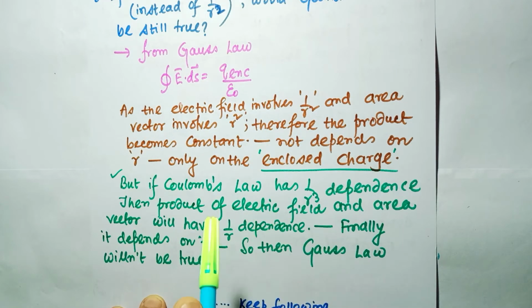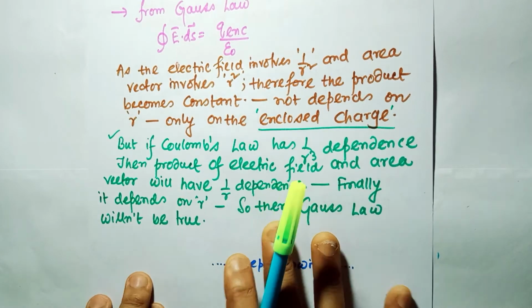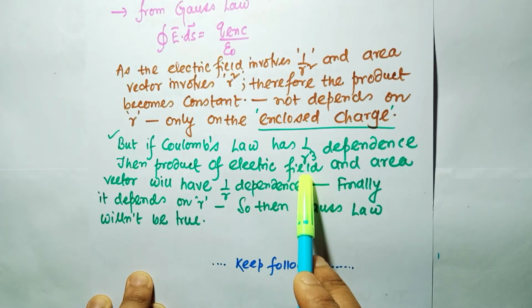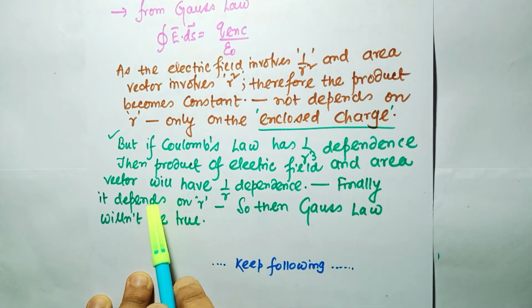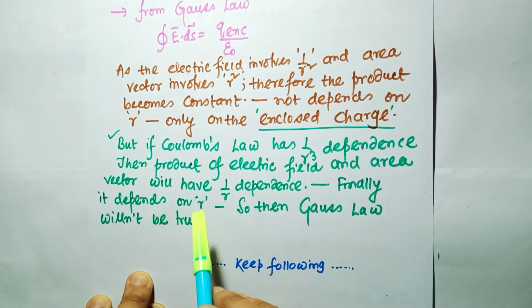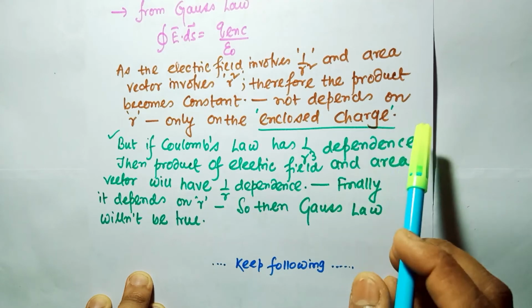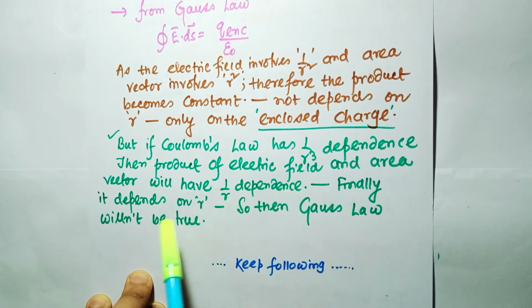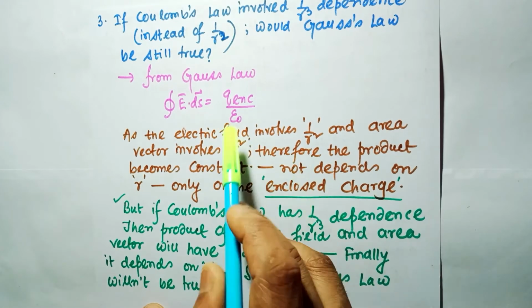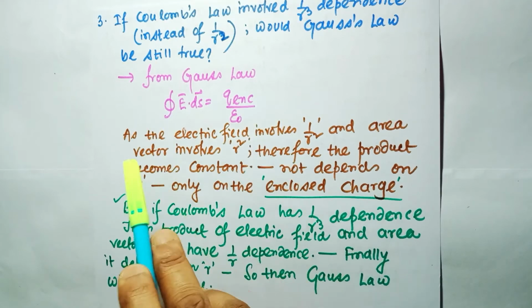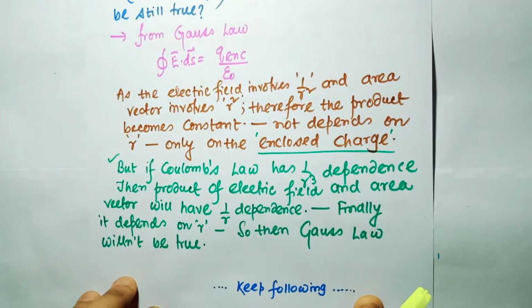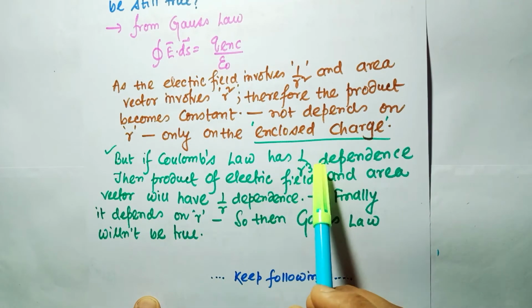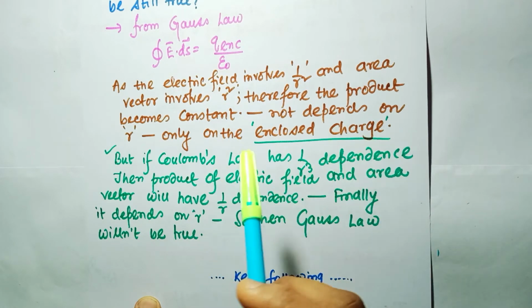But if Coulomb's law has 1 by r cube dependence, then the product of the electric field, which is proportional to 1 by r cube, and the area, which is r square as before, gives 1 by r cube times r square, so there will be a 1 by r dependence. So it is not independent of r. Finally it depends on r, so Gauss's law will not be true, because the right hand side will not be a constant. So we can say that if Coulomb's law involved 1 by r cube dependence, Gauss's law is not true in this case.